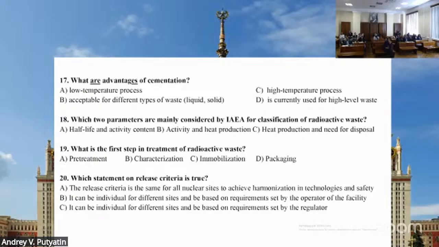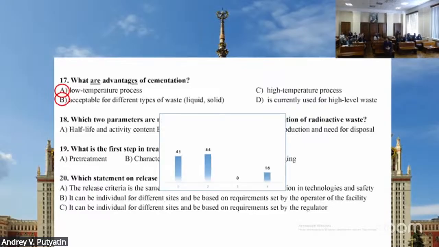So now the part that was not in the first introductory test. Advantages of the cementation are the low temperature of the process, and the cements are acceptable for a very wide variety of types of radioactive waste. So both of these answers are correct. So again, together it's 85%, so it's good.